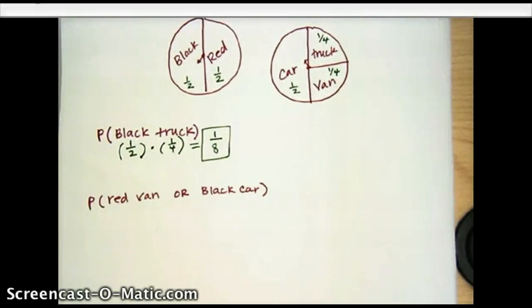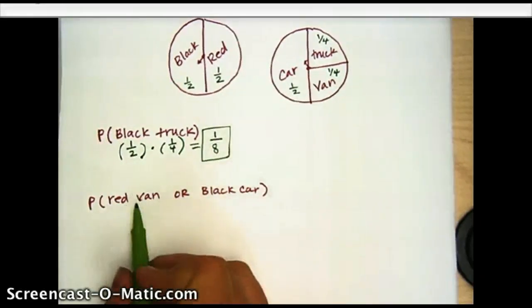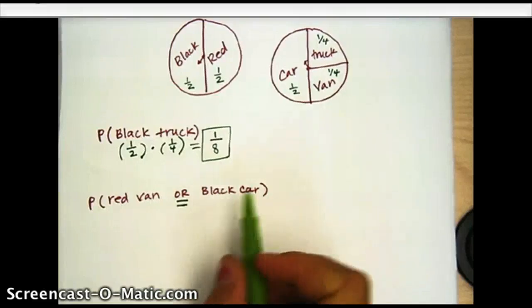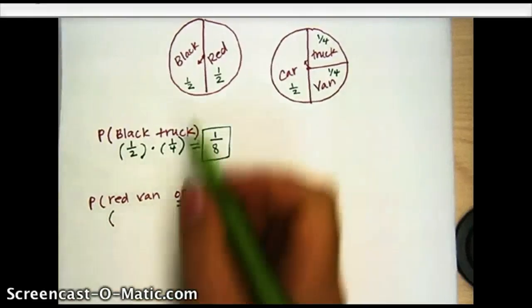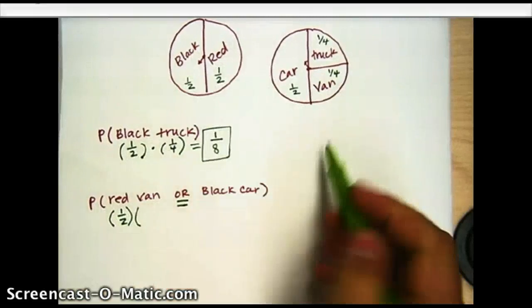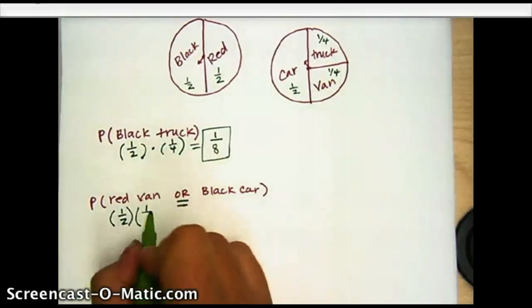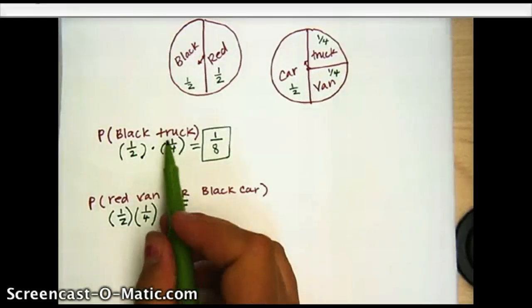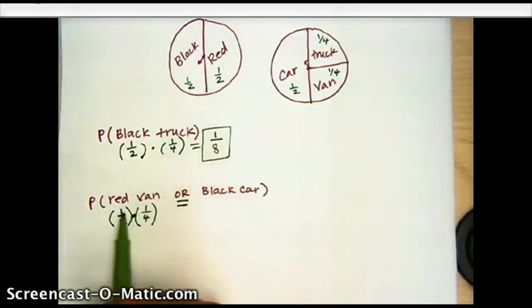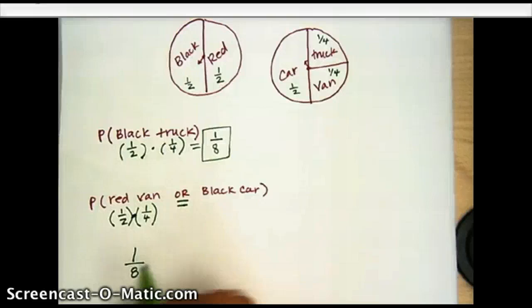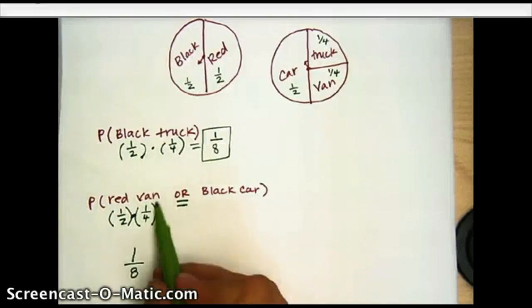Let's try the second one. What is the probability that I get a red van or, we have a new word, a black car? Well, first let's do the red van. Red, I have a 1/2 chance, and van, I have a 1/4 chance of landing on van. Now, if you remember from the problem before, what we do with those two numbers is multiply them. 1 times 1 is 1, and 2 times 4 is 8. So I have a 1/8 chance of getting a red van.